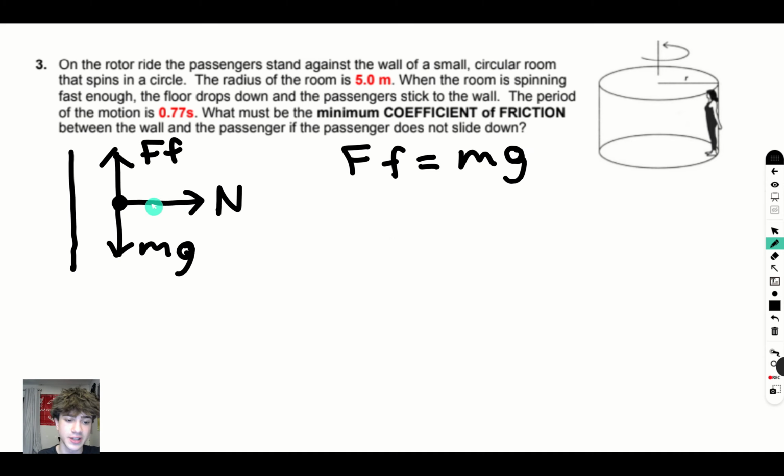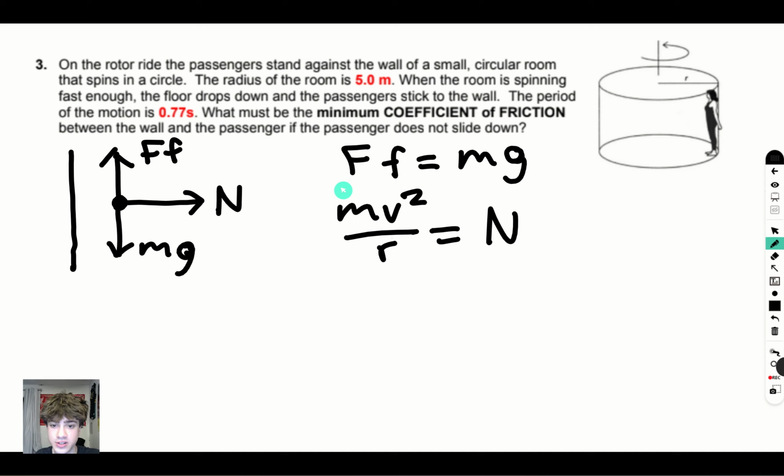Now let's take a look at our forces acting in the x direction. We notice that the only force is going to be our normal force, and what we also notice is that the normal force is always pointed towards the center of rotation, which makes this a centripetal force. So we can write our N as the net centripetal force equation, which we know is mv squared over r, and that's just simply going to be N.